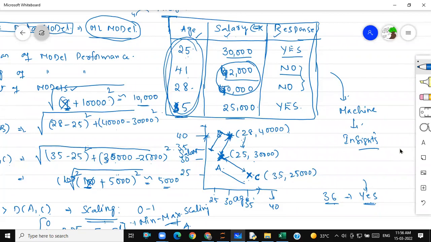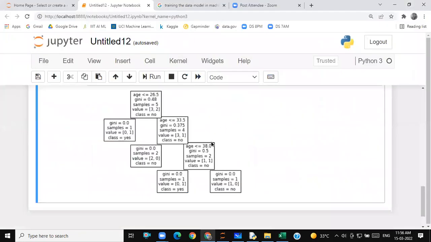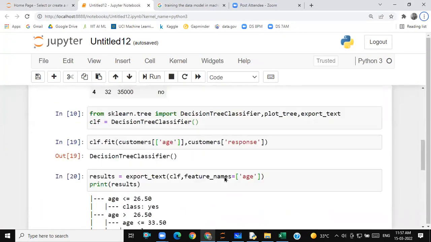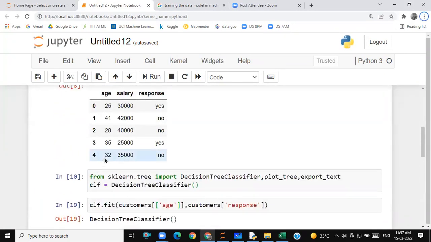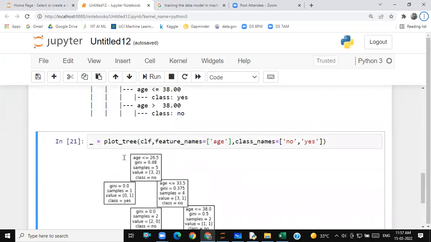If your age is 36, then the response is no, because it is less than 38. If it is more than 33 and less than 38, your answer is yes. If it is more than 38, then it is going to be no. Because this data is making the system study them. That is the way we can study how we are going to work with them. That is the data.